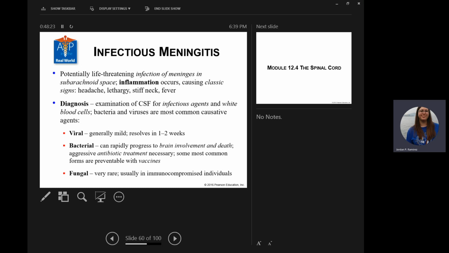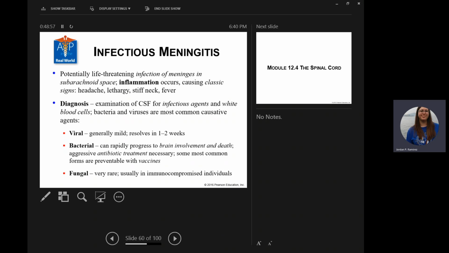I say infectious agents because there's many different kinds, and your white blood cells. Different kinds of white blood cells can indicate different things. For example, if it's a bacterial infection, you might have elevated levels of neutrophils, which are a certain kind of white blood cell versus another. Bacteria and viruses are the most common agents of infectious meningitis, but you can also have fungal as well. There's not very many real bad fungal infections in humans compared to bacterial or viral, but it does happen.